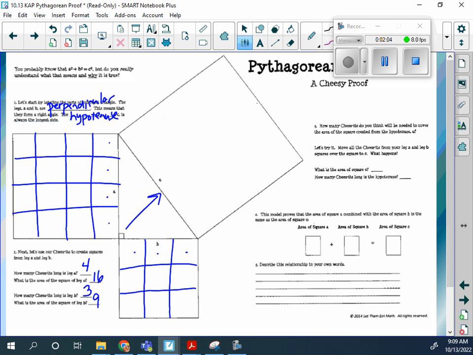And over here it says, how many Cheez-Its do you think will be needed to create the area of the square that's created by the hypotenuse? How many do we think that's going to be? The whole thing. And what makes you think 25? Because if you go back to the formula, well, we already did a squared and b squared, so it should equal this, but we're going to prove it. So now I want you to actually take the Cheez-Its from here and move them into that square and see if it's true.